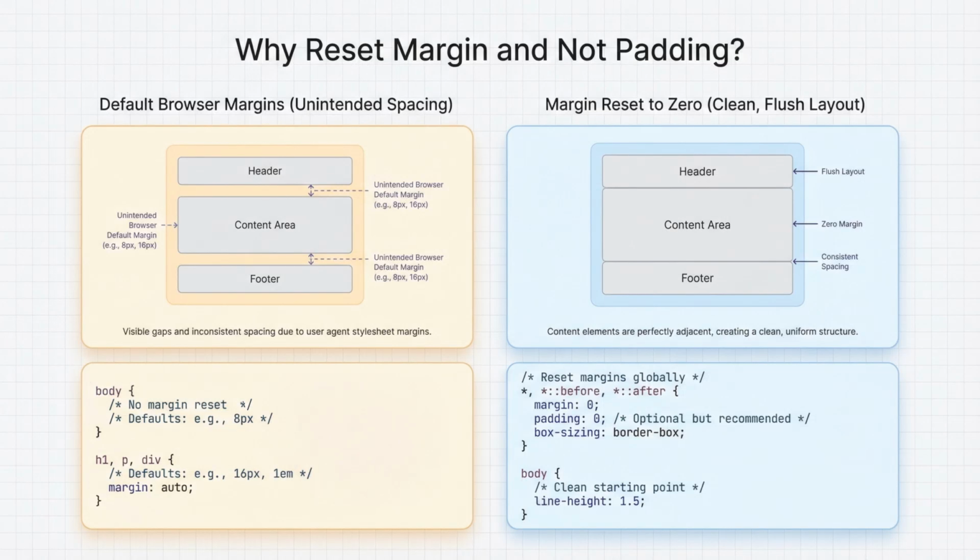A student asks whether both margin and padding should be reset to 0. The instructor's answer is clear. Resetting margin is enough. Browsers add default margins to elements like headings and paragraphs, which can throw off your layout. Padding, on the other hand, is typically something you add intentionally as part of your design, so there's no need to wipe it out by default.